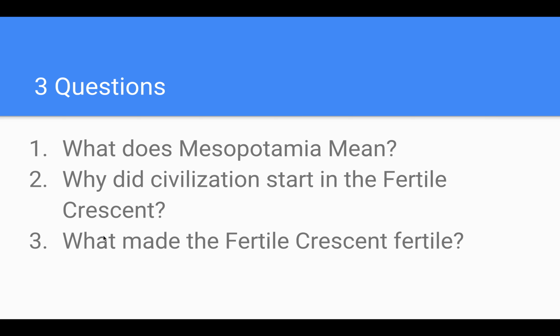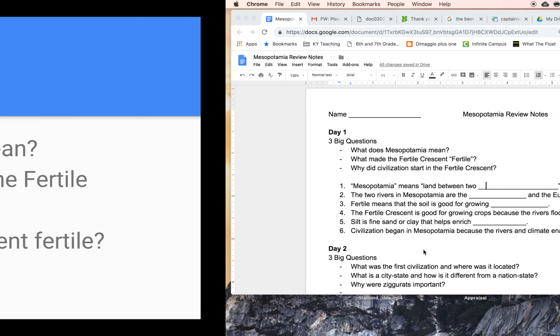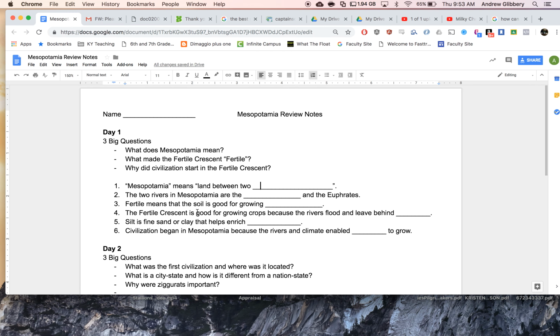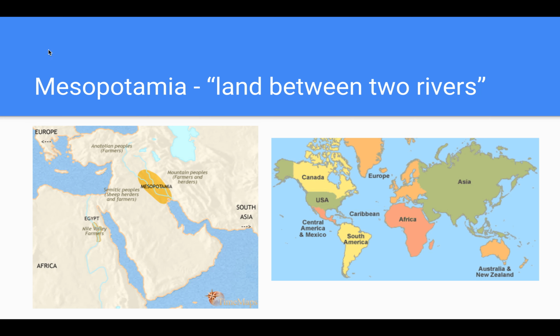on the K-Prep. So what we're looking at today: number 1, what does Mesopotamia mean? Number 2, why did civilization start in the Fertile Crescent? And number 3, what made the Fertile Crescent fertile? So follow along on your notes. We'll type these answers in together, and we'll start with number 1, Mesopotamia.